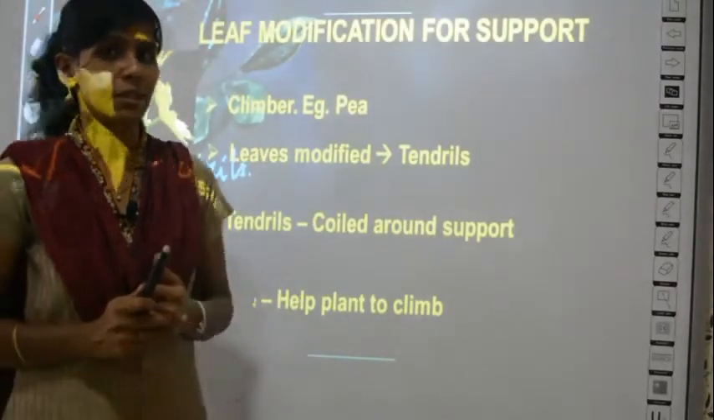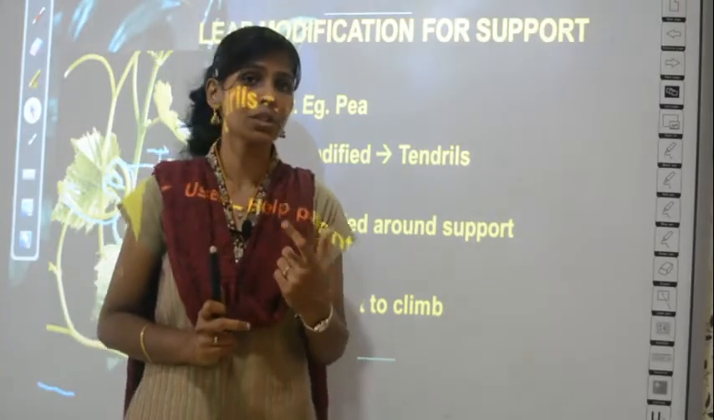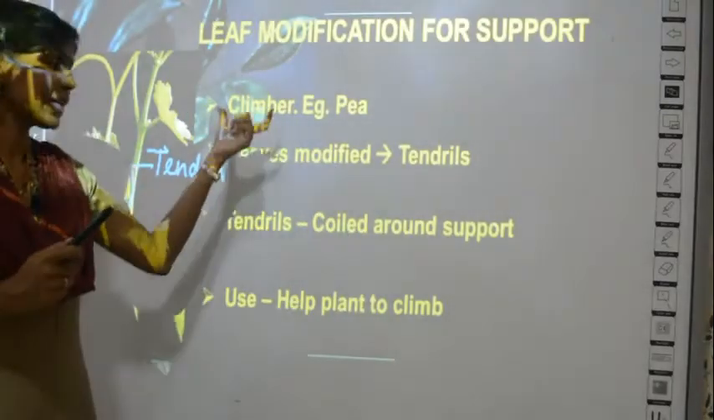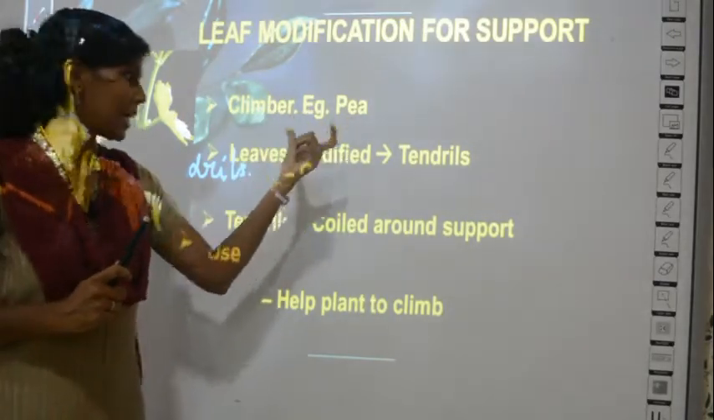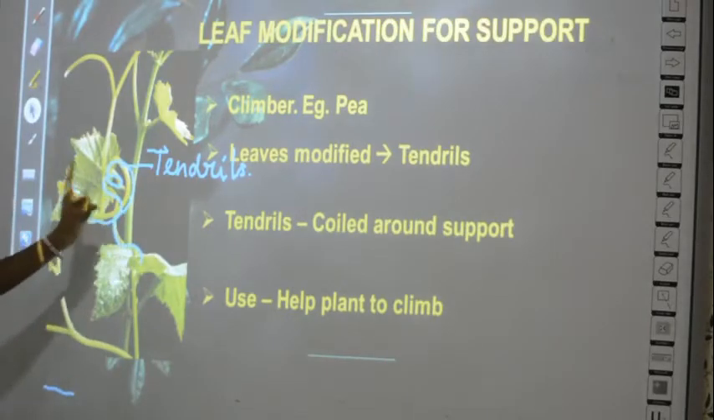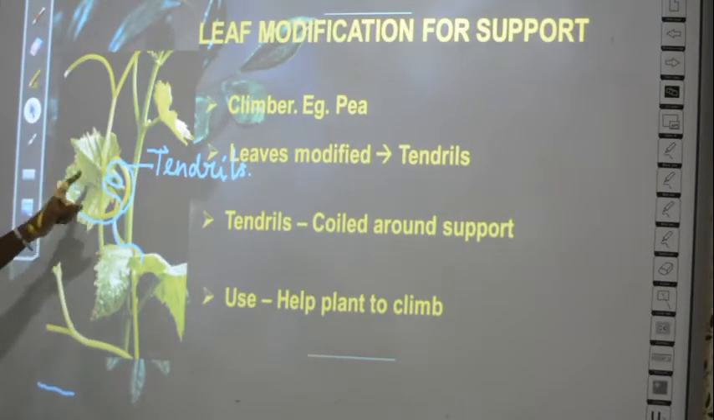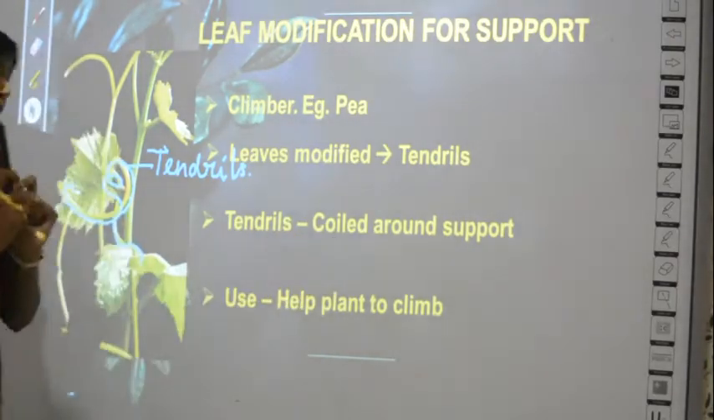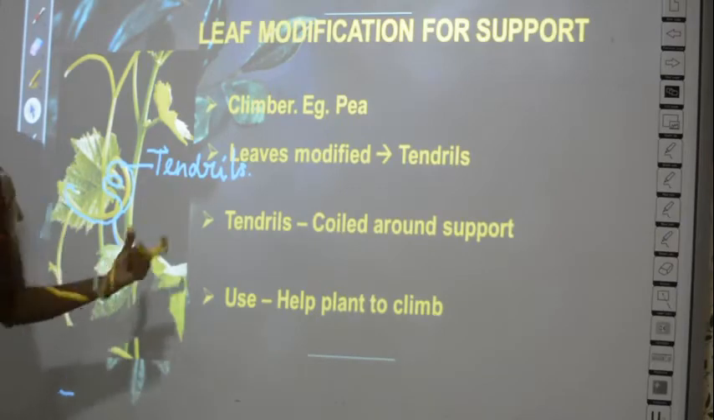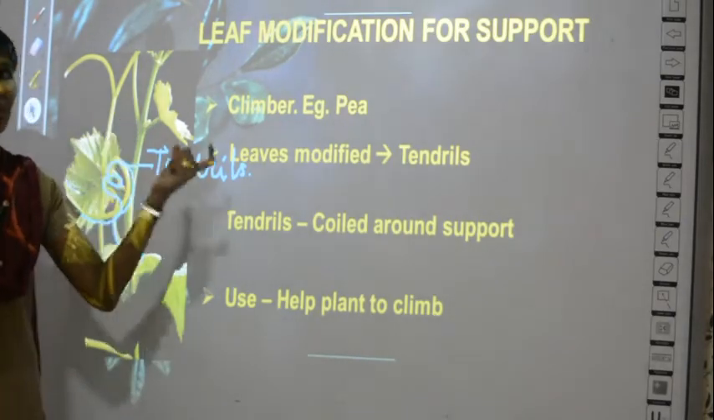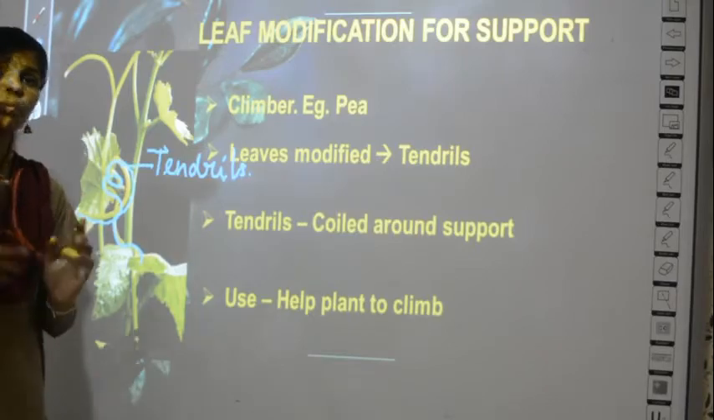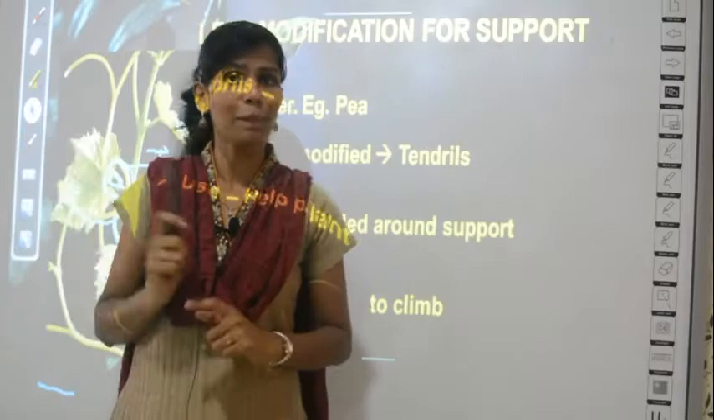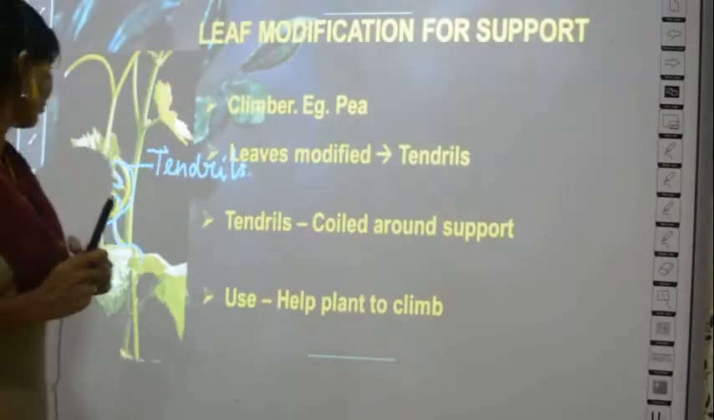So this is the first function we have seen. What was the first function? Modified leaves give support, right? In plants like climbers, for example the pea plant, the leaves are modified into a structure called tendrils. These tendrils are coiled structures which can grow around the support, and the use of these modified leaves is that they can help the plant to climb up. Without these modified leaves or tendrils, the plant cannot climb up. So this is the first use.